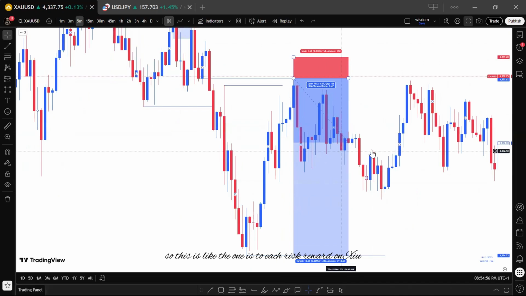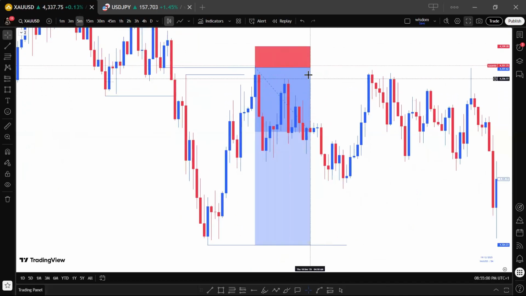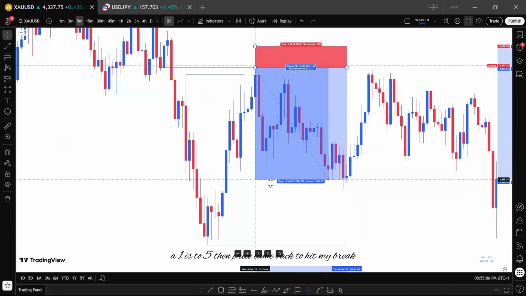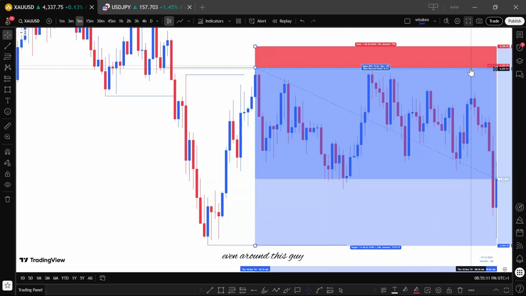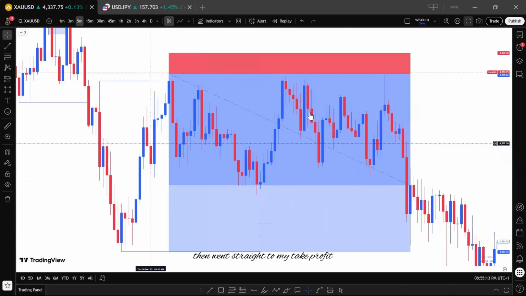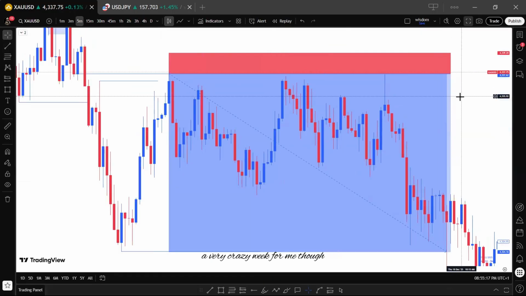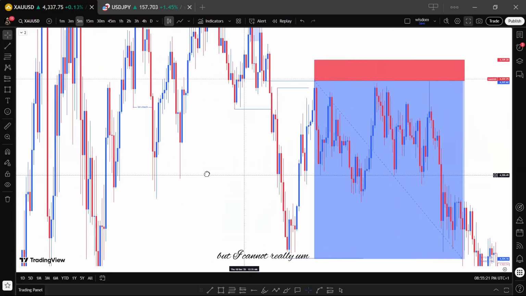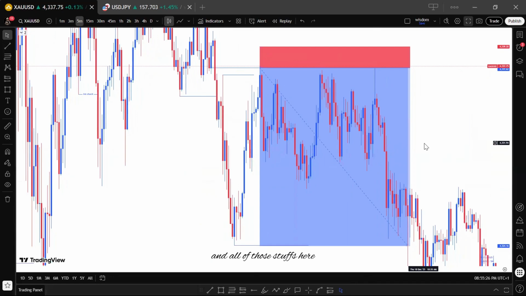So this is like the 1:8 ratio on XCU. Price actually did give me like a 1:5. Then price came back to hit my break even around this guy, then went straight to my take profits. So last week was really a very crazy week for me, but this trade did play out well. But I cannot really bend my trading rules because of price action and all of those things.